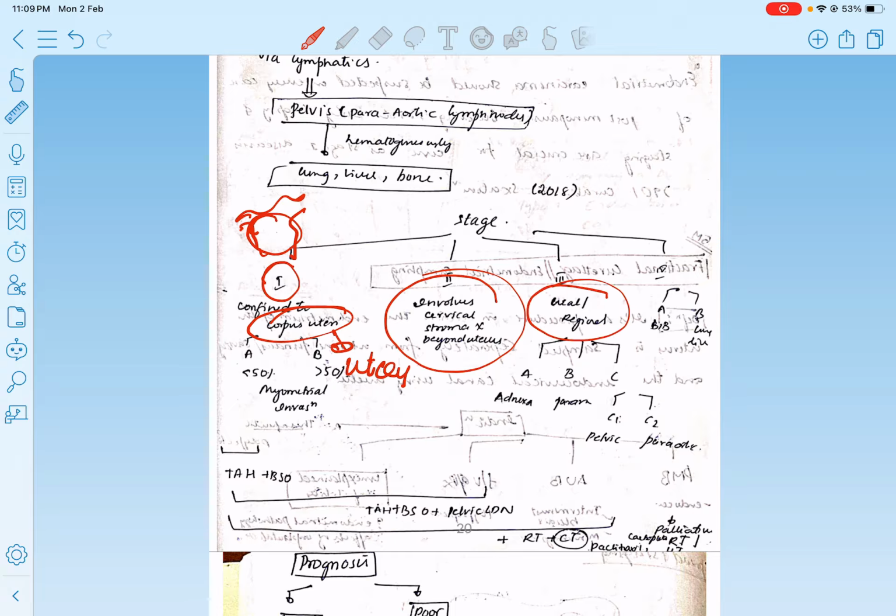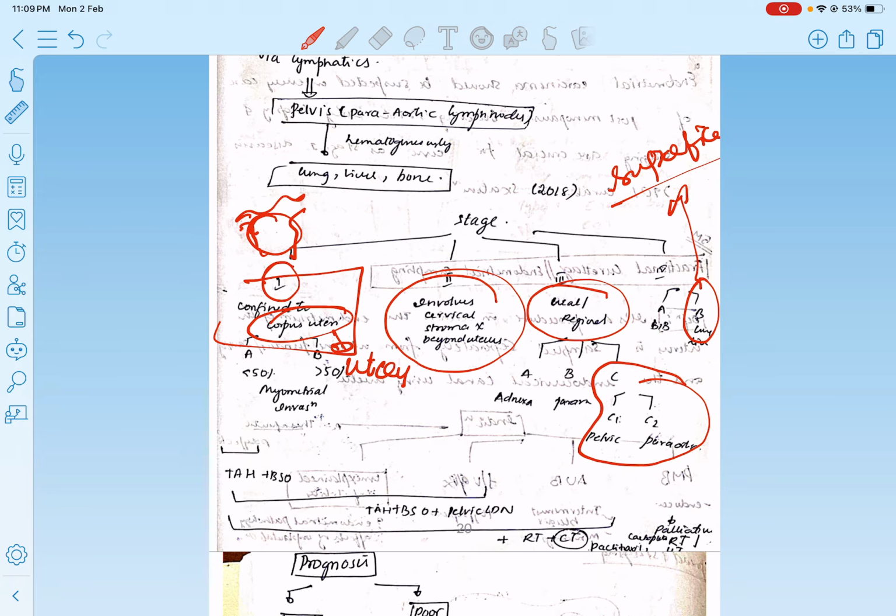it's a local regional disease. Again, when it comes to C, it is pelvic and para-aortic, but 4B is what? 4B is superficial, okay, superficial inguinal nodes also. Again, A has B1, B2. If you feel it is complex, make sure you study the first subheading under every disease.